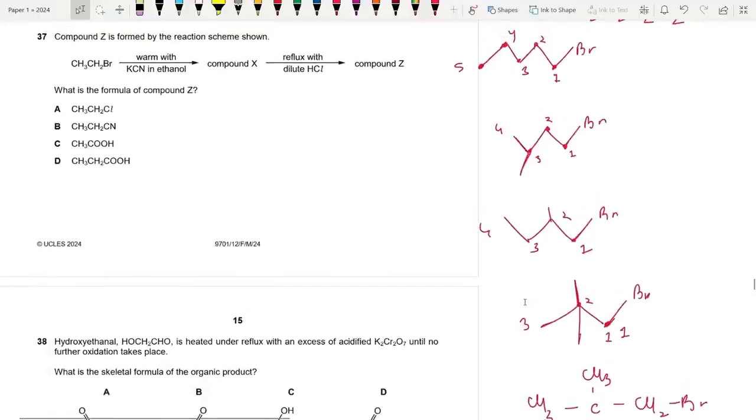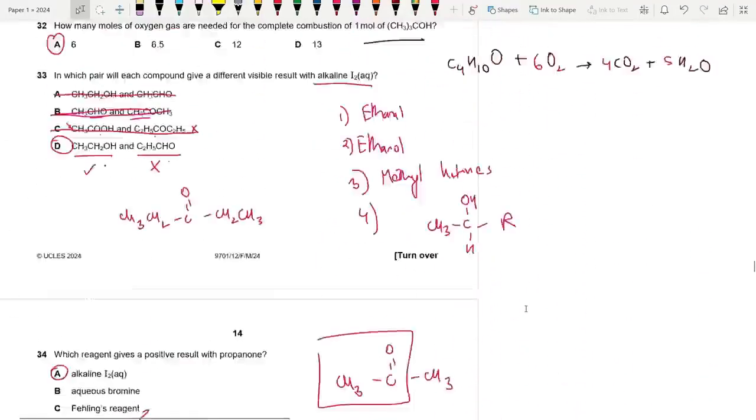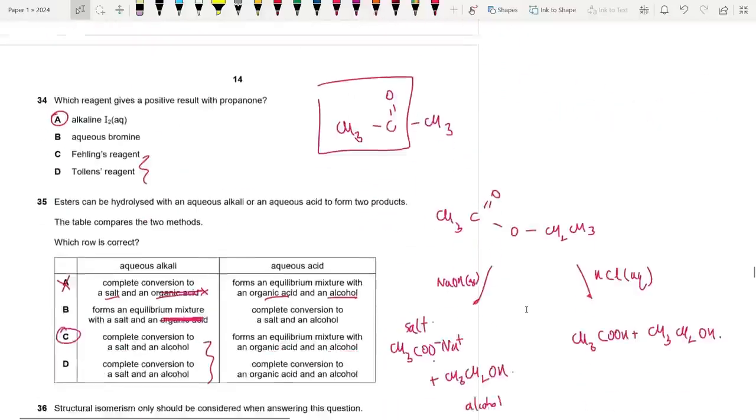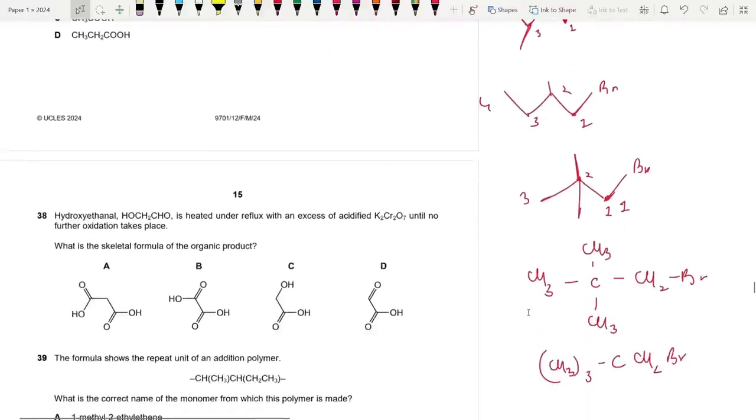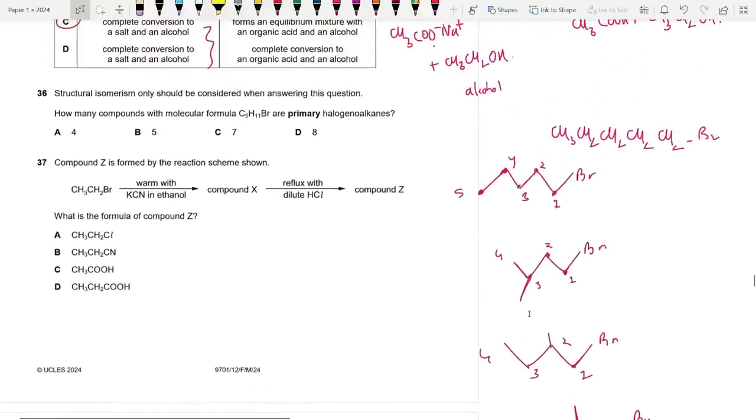So in total, I'm getting 4 because I can't make any more primary from these. That's the essential idea. This is it. This is the end stage of primary halogen alkanes. So I'm going to go with 36A.